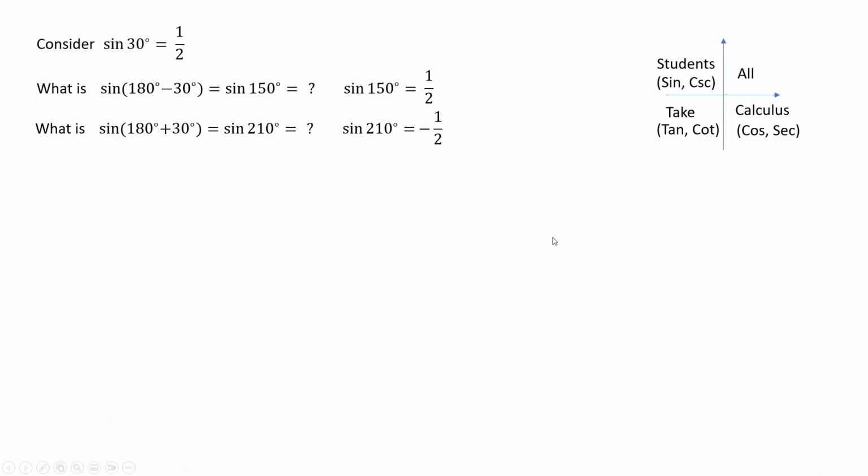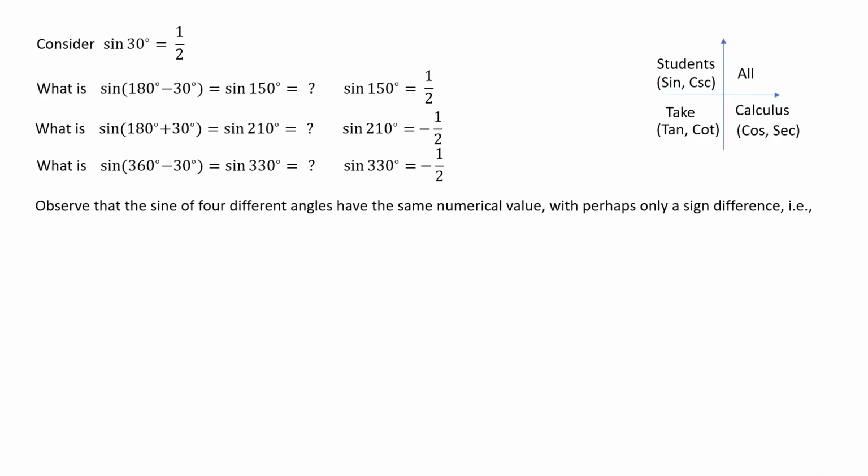Now, one last question, I suppose. What is sine of 360 degrees minus 30 degrees? And which is sine of 330 degrees. The answer once again has got to be 1/2. The only question is positive 1/2 or negative 1/2. And since 330 is in the fourth quadrant where sine is negative, the answer is negative 1/2. Cool. So this is something that you need to know so that you can learn to solve these trigonometric equations.